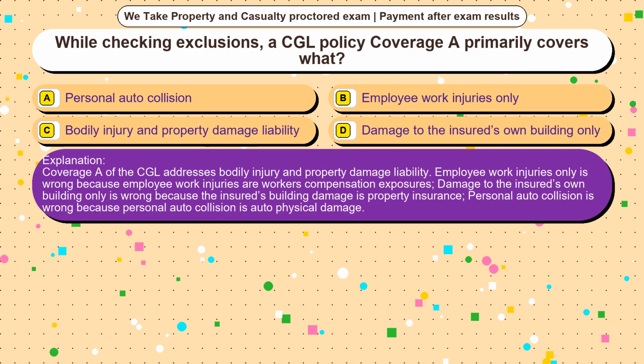Coverage A of the CGL addresses bodily injury and property damage liability. Employee work injuries only is wrong because employee work injuries are workers' compensation exposures. Damage to the insured's own building only is wrong because the insured's building damage is property insurance. Personal auto collision is wrong because personal auto collision is auto physical damage.